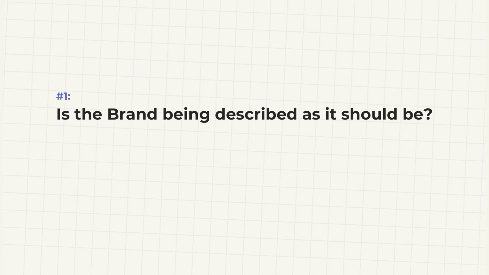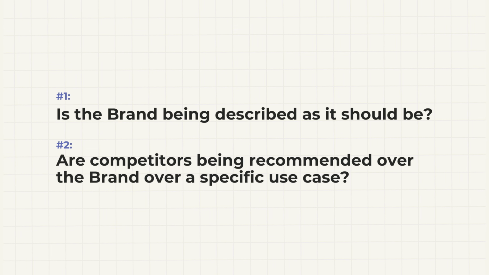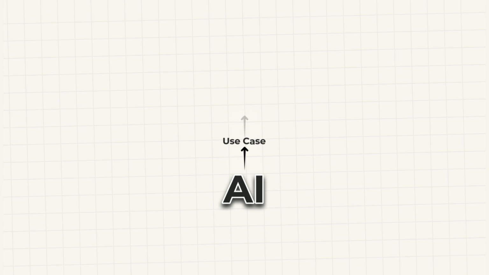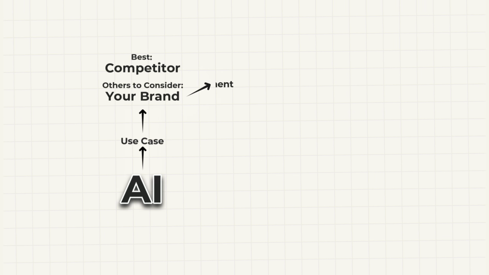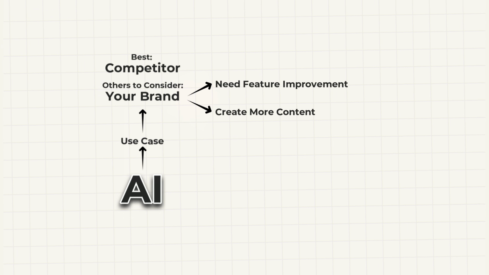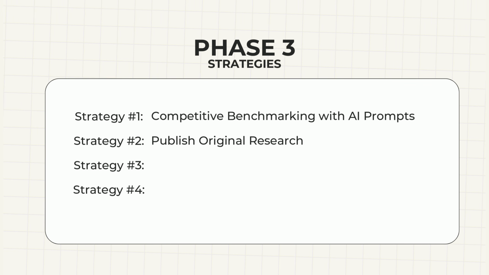Specifically, look at two things. First, is the brand being described the way the brand would want it to be described? And second, are competitors being recommended over the brand for specific use cases? If the AI is recommending a competitor for a specific use case, that is a gap. Either the brand genuinely needs to improve in that area, or the brand needs to create more content that addresses that use case directly.